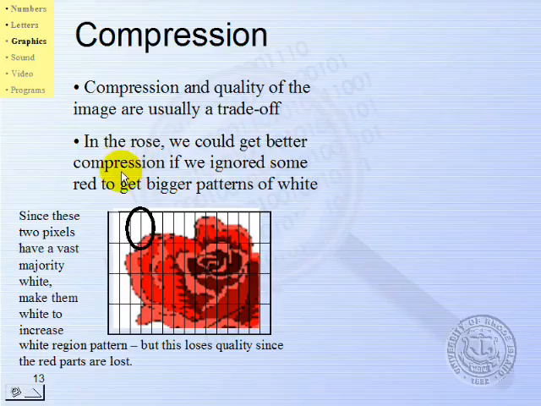In the rose, we would get better compression if we ignored some of the red to get bigger patterns of white. For instance, there are the 4 white bytes here. If we treated these 2 bytes as white, then they could be compressed into the repeat 6 times white instead of repeat 4 times white. But in doing that, we'd be losing a little part of the picture here and a little part of the picture here if we consider these pixels to be white. This would give us better compression, but we would be losing some of the image.